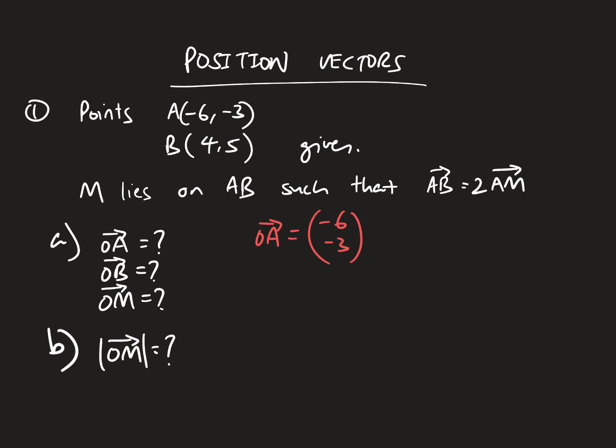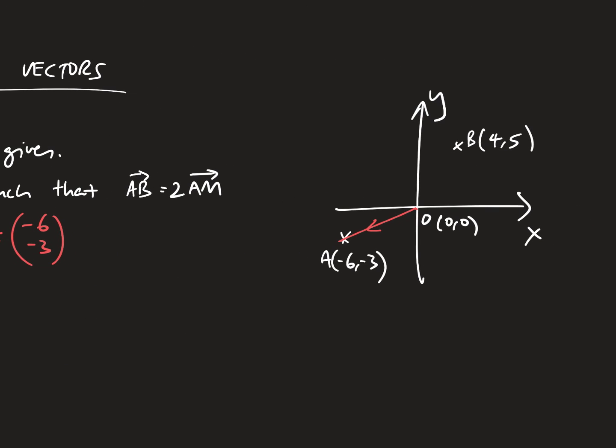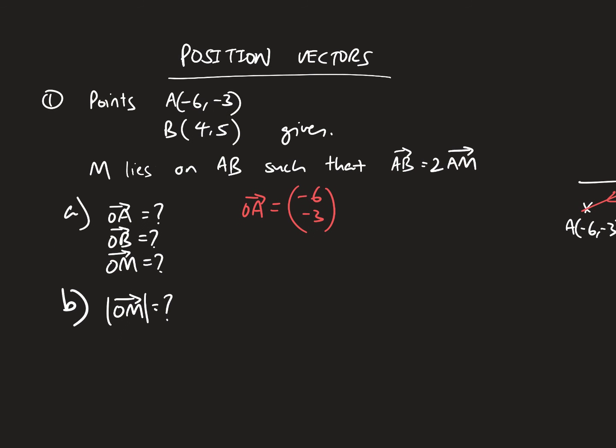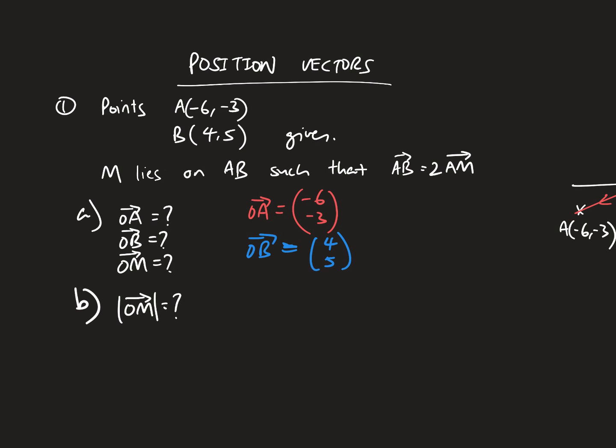And then similarly, what is OB? OB is from O to B. Since we're starting at the origin, that will be 4 units in the x direction and 5 units in the y direction. Once again, it's just those numbers. So OB is simply 4 and 5, but this is a vector, it's not just a point. But the numbers are the same.